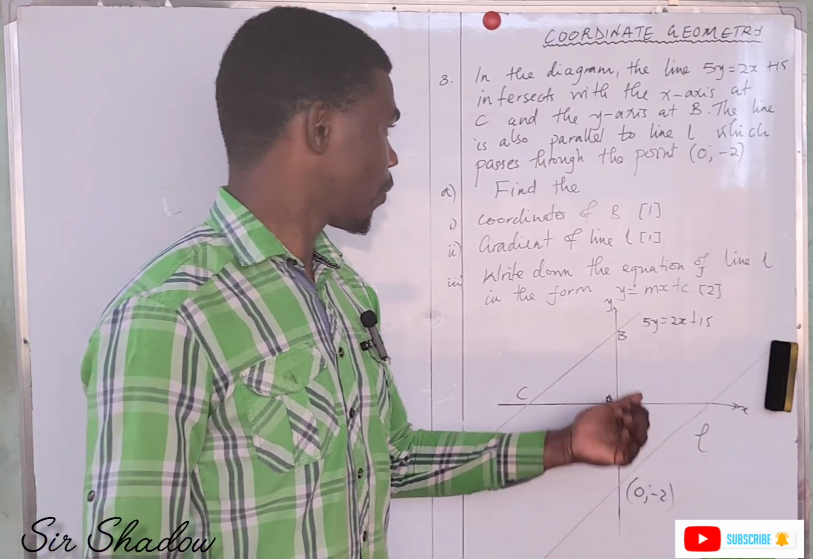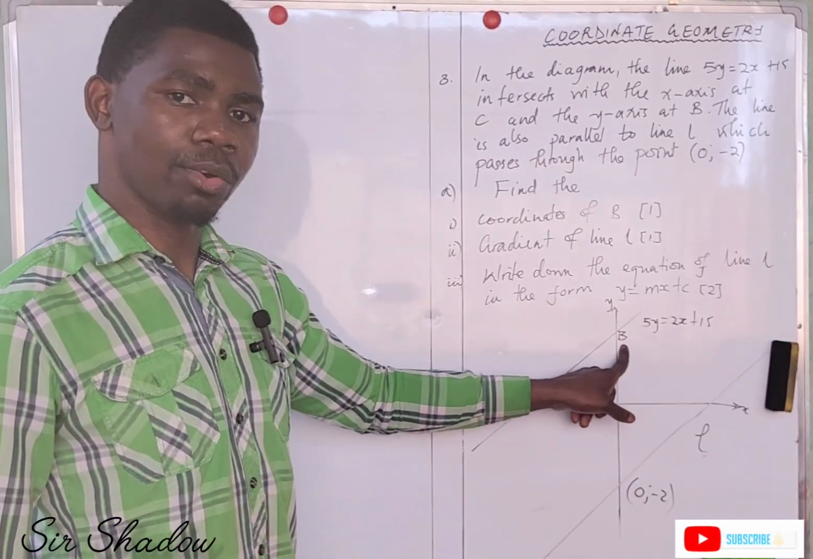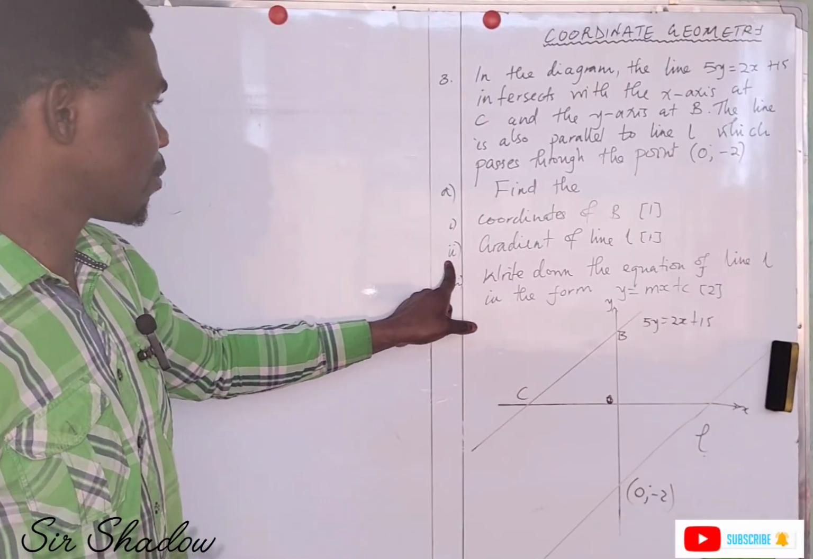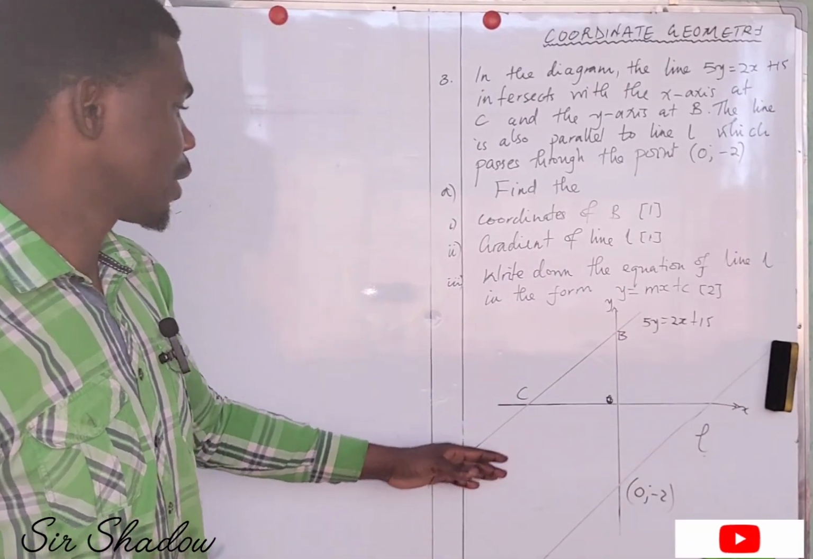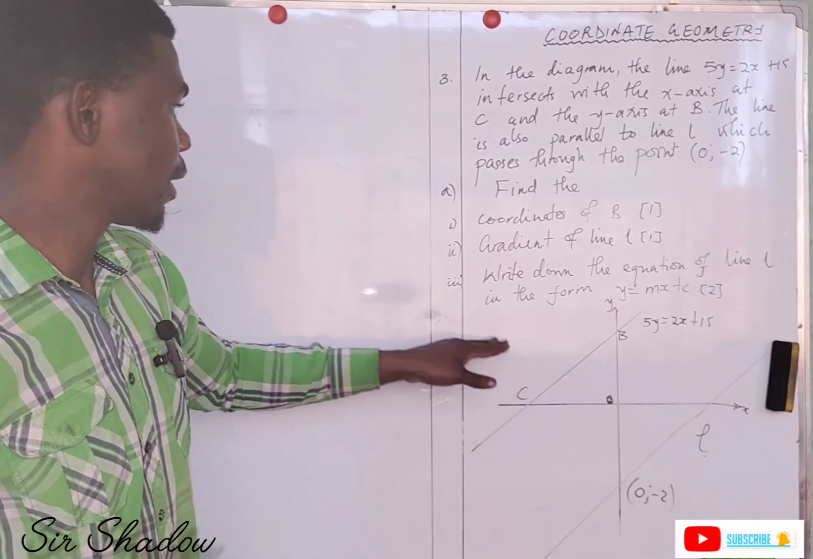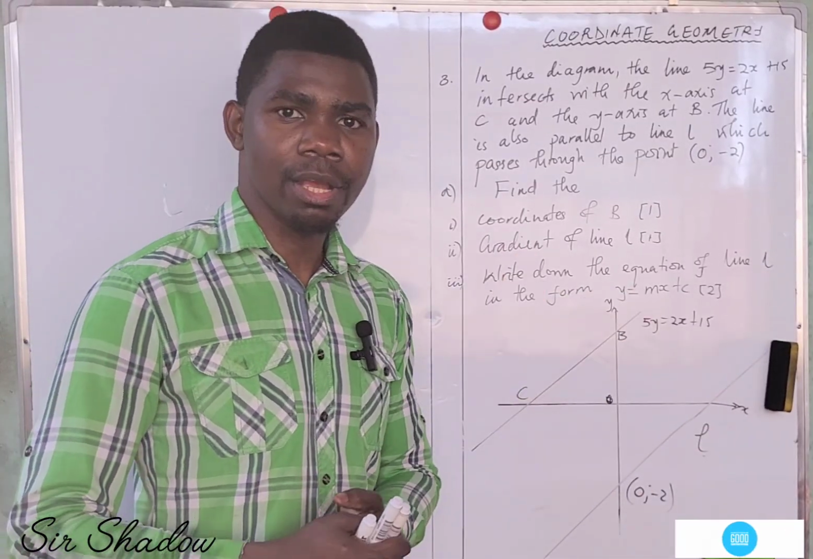All right. So the questions you are given: find the coordinates of B. Then item 2, find the gradient of the line L. Then write down the equation of the line L in the form y equals mx plus c.